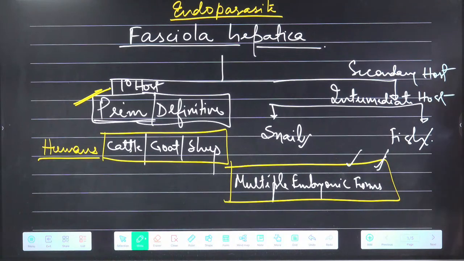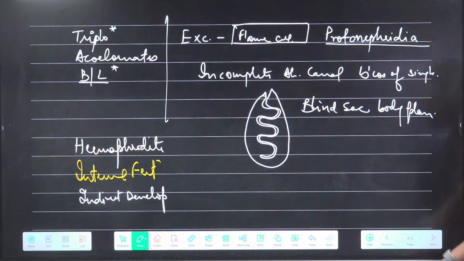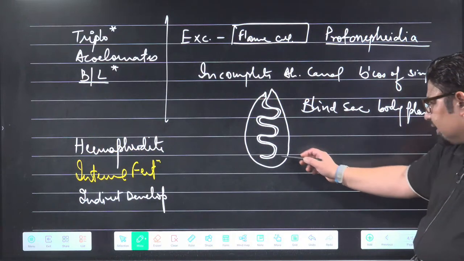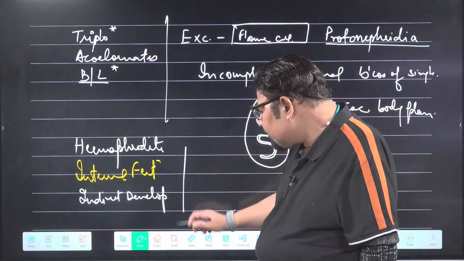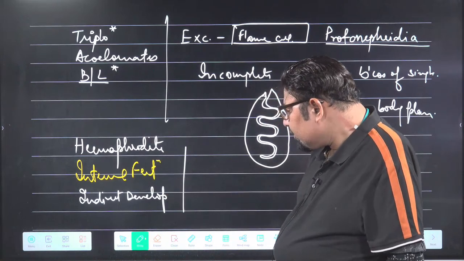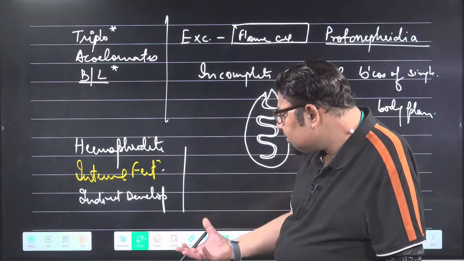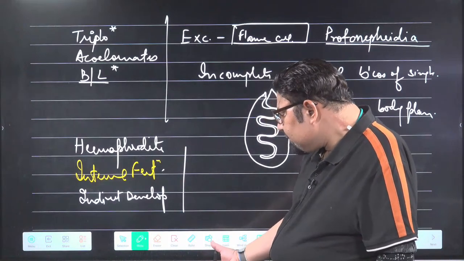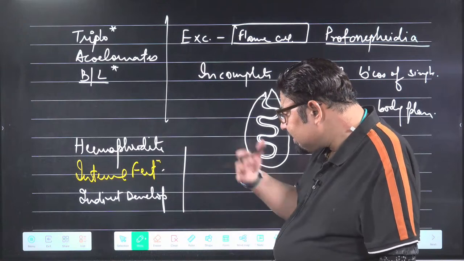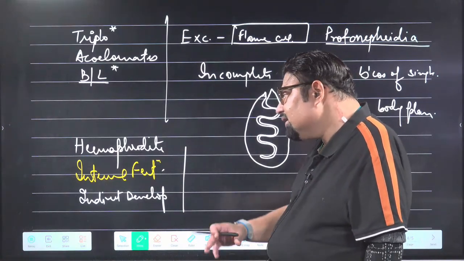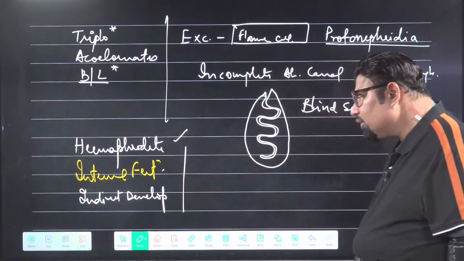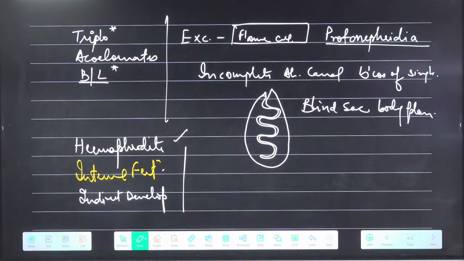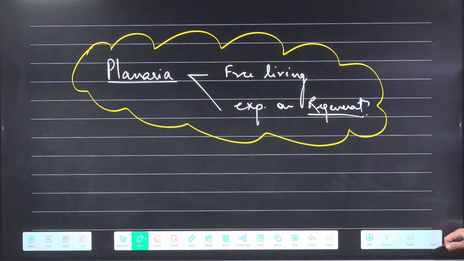So I hope you understand how many points we can get: blind sac body plan, incomplete digestive system, hermaphrodite, internal fertilization, and indirect development. Now, internal fertilization is something very special in basic animals, because the gametes have to go inside the body, and the fertilization occurs inside the body, so the process is very unique. Moreover, they are hermaphrodite, so from the same body, gametes meet at one place inside the body, and fertilization occurs inside the body.